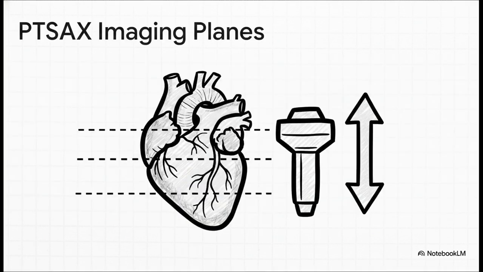Once you've made that rotation, you can now sweep your beam through the heart to view 4 distinct imaging planes. You've got the basal plane at the level of the aortic valve, the mitral valve plane, the mid-papillary muscle plane, and finally, the apical plane.